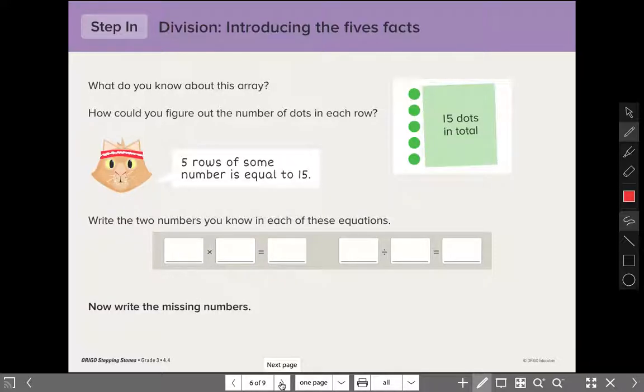Okay, now what are the missing numbers? 5 times what is 15? 5 times what is 15, Sophie? 7. No, 5 times 7 is 35. 5 times what is 15, Giselle? 10. 5 times 10 is 50. Not plus, times. We are not adding, we are multiplying. Chase. 3, thank you. 5 times 3 is 15. So, what is 15 divided by 5? What is 15 divided by 5? Everyone? 3. Thank you.